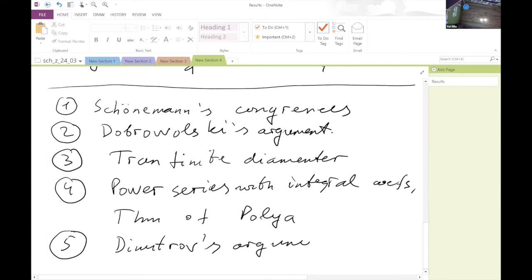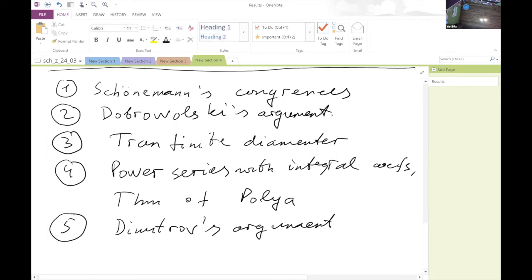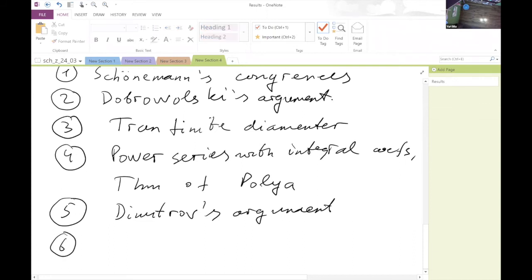And if time permits, I will also include the proof of the theorem of Smith. So this is the plan of our article.